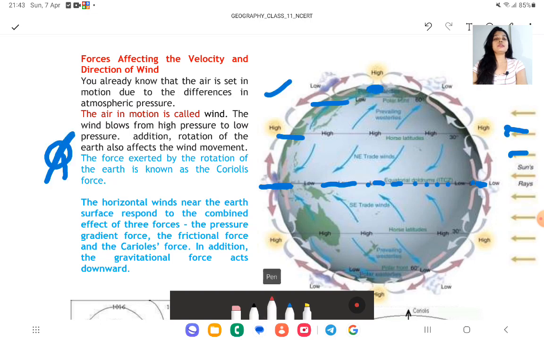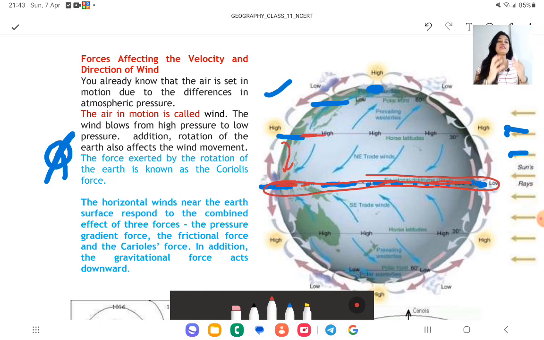Because of huge heat there is a low pressure, and when there is low pressure, the wind rises. As the wind rises in this area, low pressure gets created, and from the high pressure area air is gushing to this region. Wind always travels from a high pressure area to a low pressure area. So this is your high pressure area, this is your low pressure area.